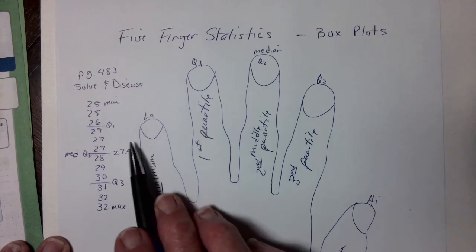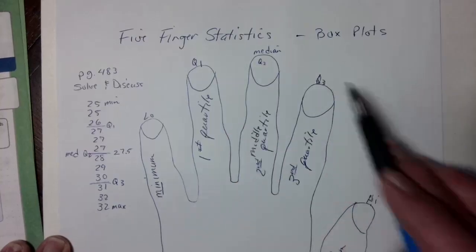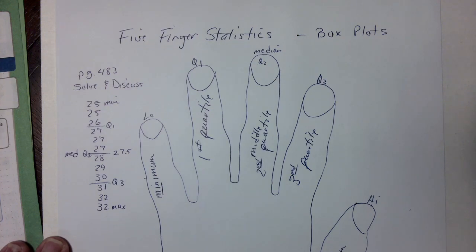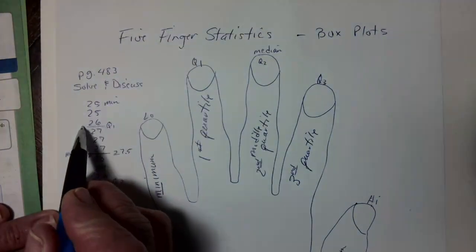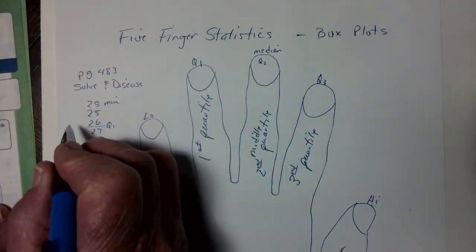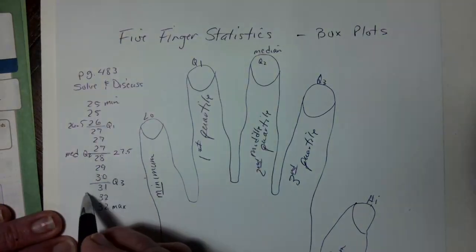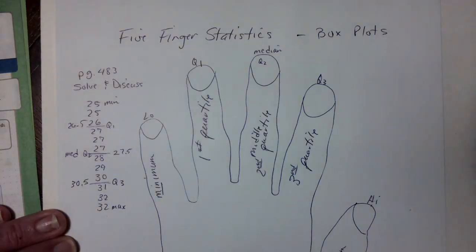So we have the low, the minimum. We have min, Q1, Q2, Q3, max. This is our 5-finger statistics. And these are the 5 things you have to have to draw a box plot. Then we're going to find all these things. Q1 is the average of 26 and 27, which is going to be 26 and a half. And Q3 is going to be the average of 30 and 31, so it's going to be 30 and a half. And so I could draw my box plot now with that information.